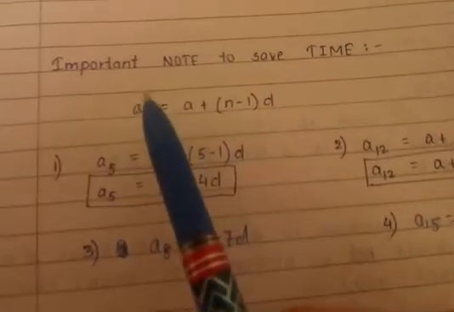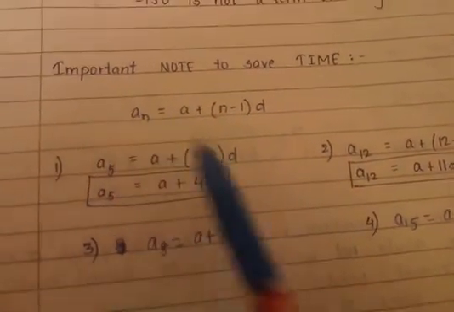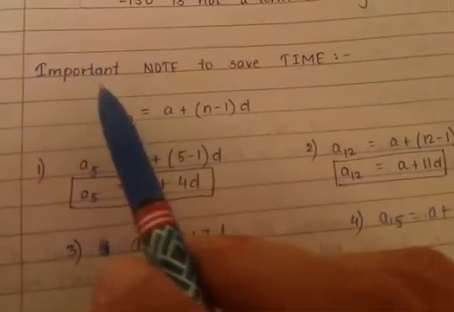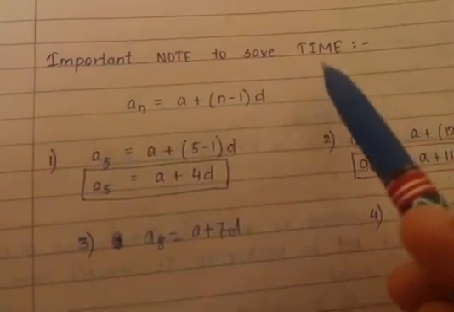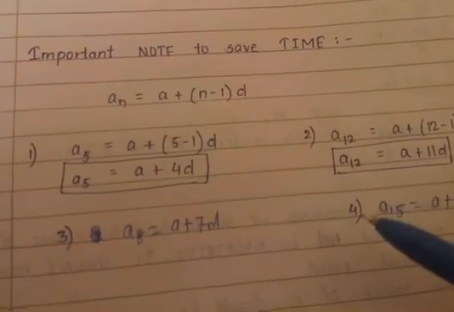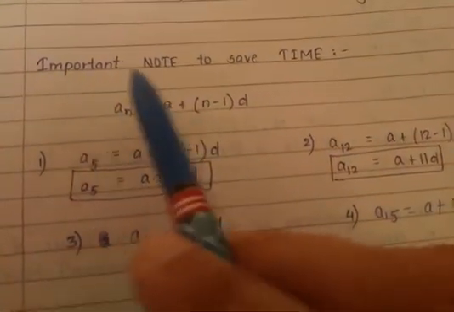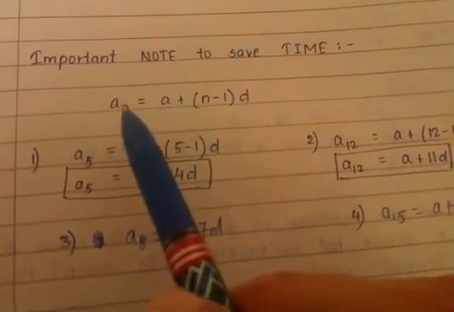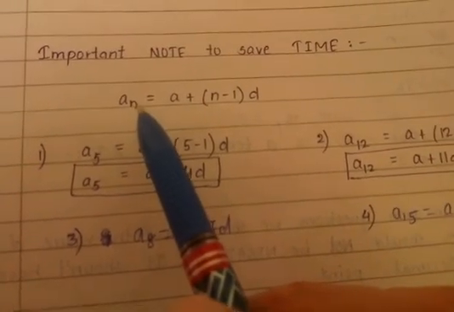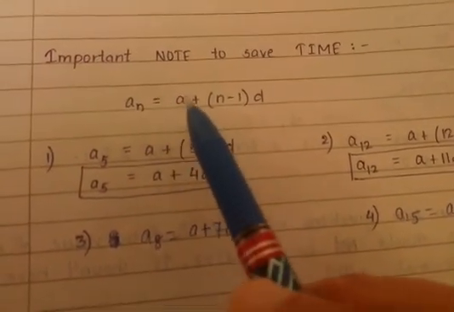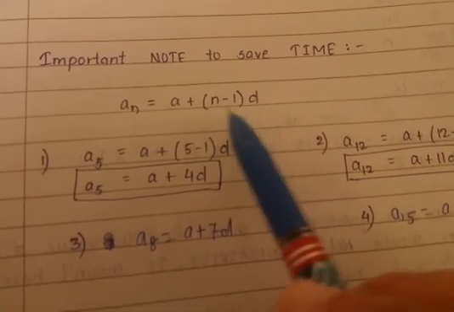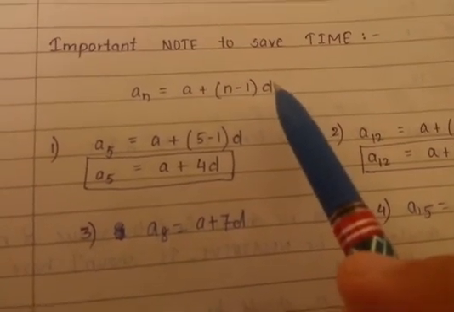Before learning the next question, we will learn an important concept, and we will save some time, a few seconds, if you understand it. Now, important note to save time. We know that to find the nth term, the formula is a plus (n minus 1) d.